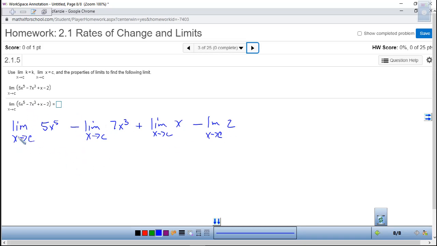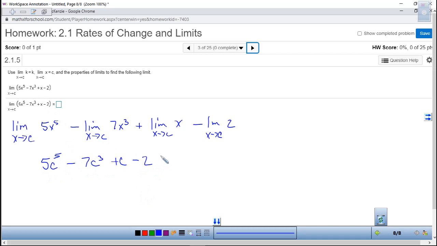So if you do this one, all you're doing is plugging it in. So you're going to get 5c to the 5th. And if you take the limit of this one, which we're subtracting, you're going to plug it in, and you're going to get 7c to the 3rd. And you're going to take the limit of this one, and you're going to add it in, and plug the c in, and you're going to get plus c. And then you're going to take the limit of this one and subtract it. And it doesn't matter what c is. Remember, the limit of any constant is just going to be that constant. So we have minus 2. So this is the answer for this problem right here.